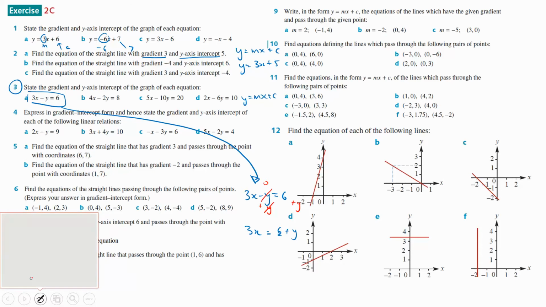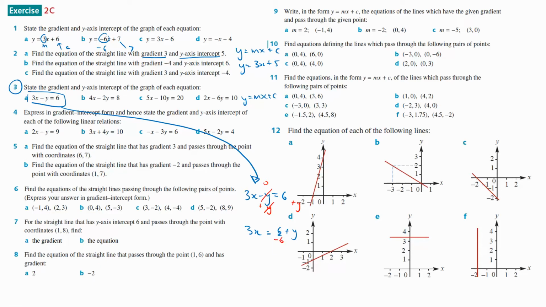So here we go. To remove the 6, I'm going to say minus 6. Minus 6, because that's a positive 6. 6 minus 6 is 0. Then on my right-hand side, I only have y. On the left-hand side, I have 3x minus 6.